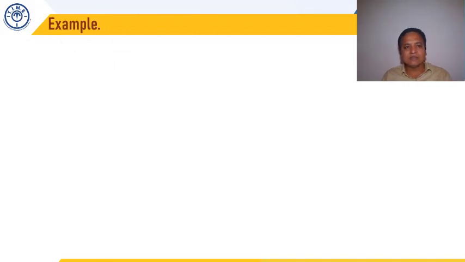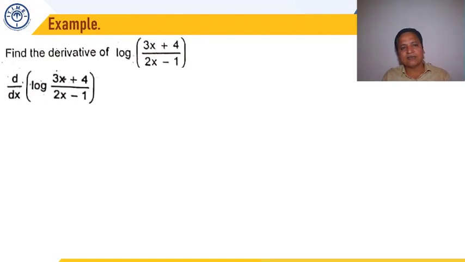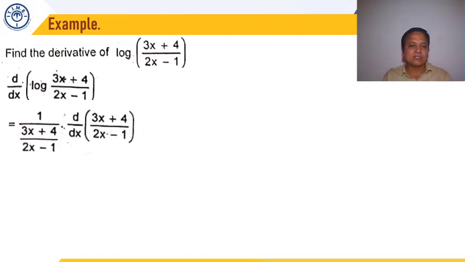Now take an example. What is the differentiation of log of (3x plus 4) upon (2x minus 1)? We know differentiation of log x is 1 by x. So we take this bracket as complete x. So we say d by dx of log of (3x plus 4 upon 2x minus 1) is 1 upon x. But whatever you assume as x, you have to differentiate that thing again. So we are taking (3x plus 4 upon 2x minus 1) as x. So its differentiation is 1 upon (3x plus 4 upon 2x minus 1) multiplied by differentiation of (3x plus 4 upon 2x minus 1).